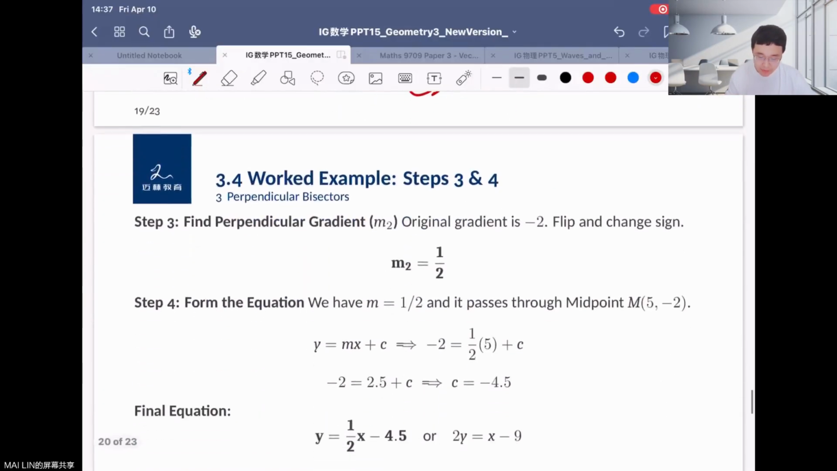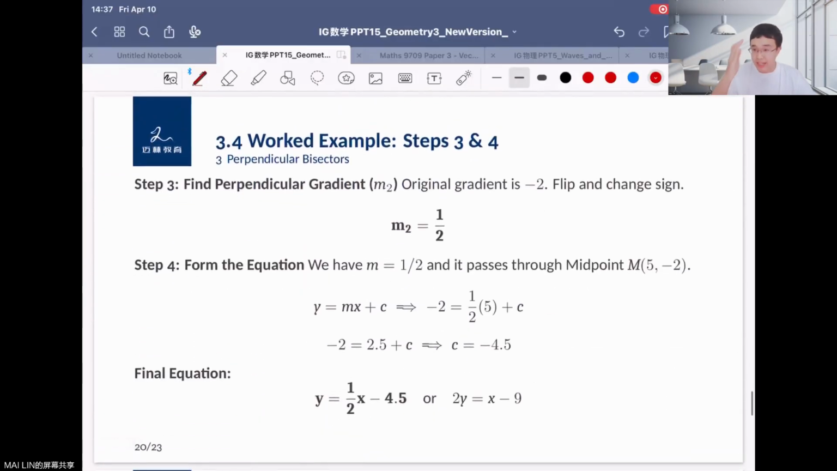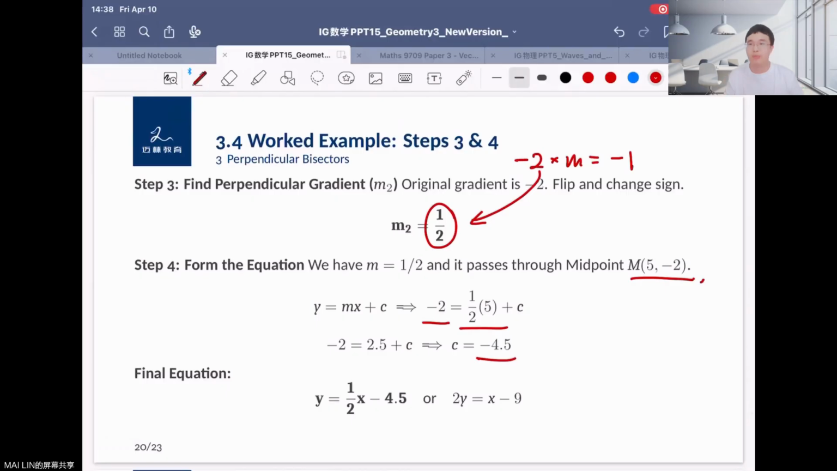So we have the gradient, we have the point, we can find the perpendicular bisector's gradient, right? So here we can set -2 times m equals -1. So here the gradient equals a half, okay? Then you can put the midpoint M (5, -2) into the line. So here we can write -2 equals a half times 5 plus c. So finally the value c equals -4.5.